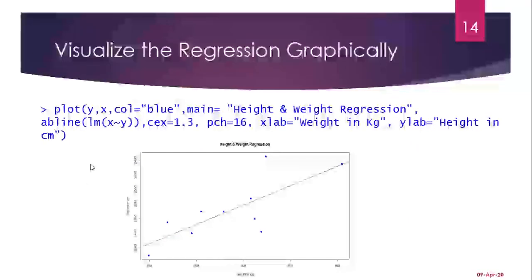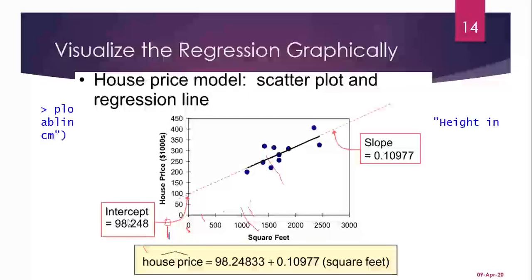This is the plot that we can plot, y comma x, where y is the height and x is the weight, regression. So this is the predictor line, and these are the original values. These blue dots are the original values, and this is the predictor line. Any value, this is the house price that we get: 0.10 into square feet plus 98.24. This is the slope. Slope is 0.1097, and this is the intercept where we cross the y-axis.